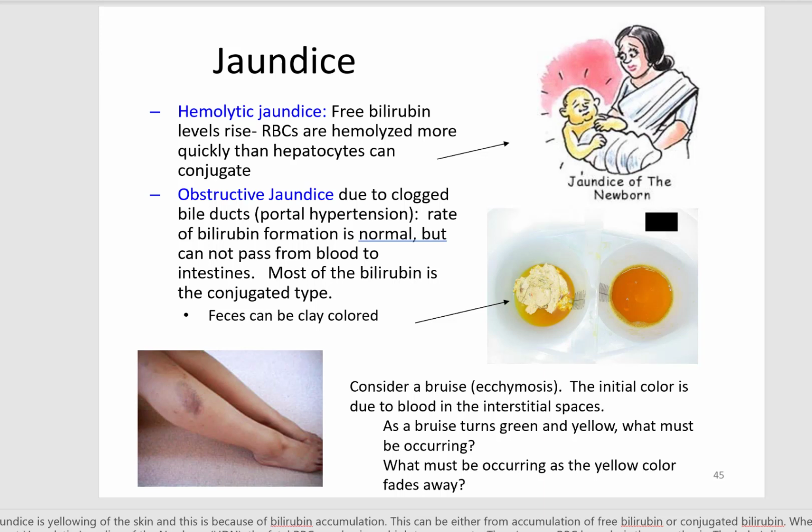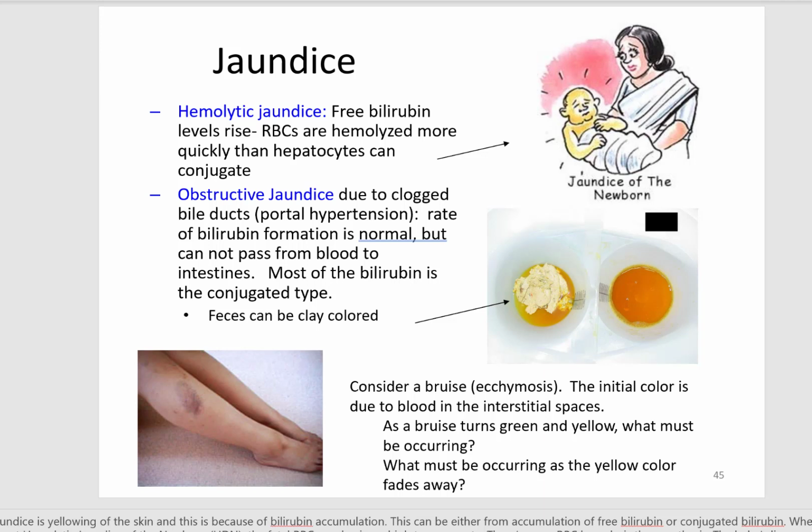Different people can present with jaundice. When someone has jaundice, their skin looks very yellow. The yellowing of the skin is because of bilirubin accumulation. The yellowing of the skin can be because of either free bilirubin or conjugated bilirubin.